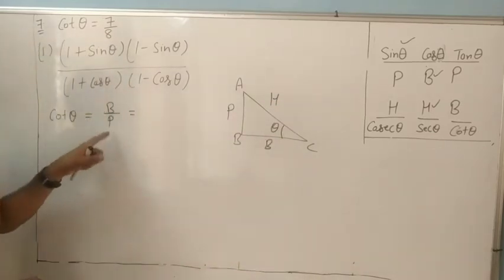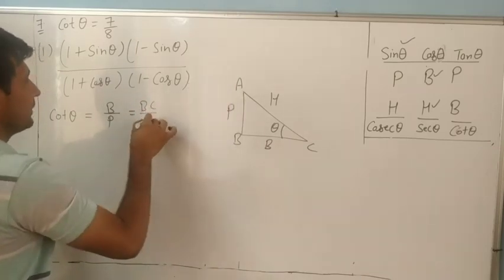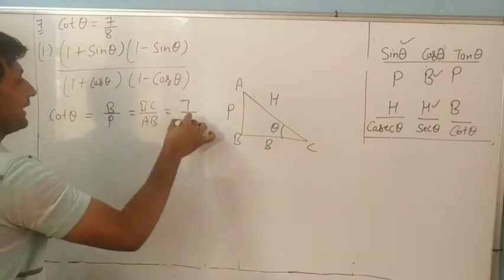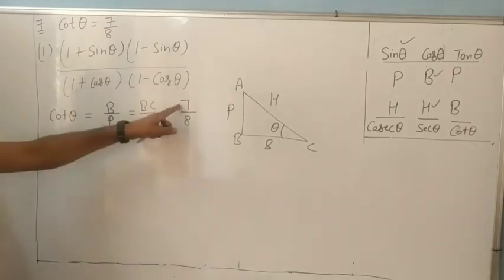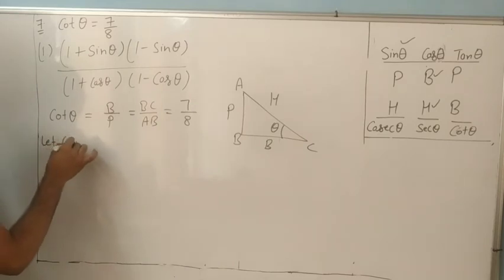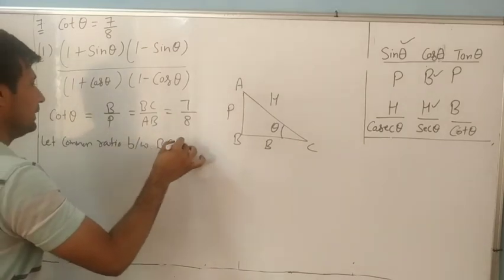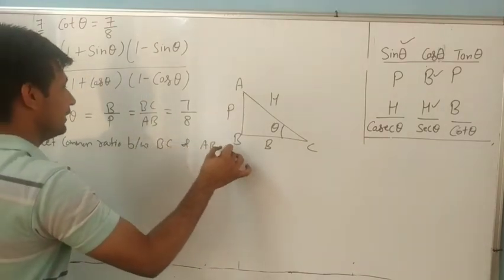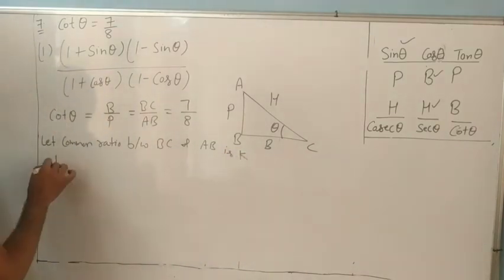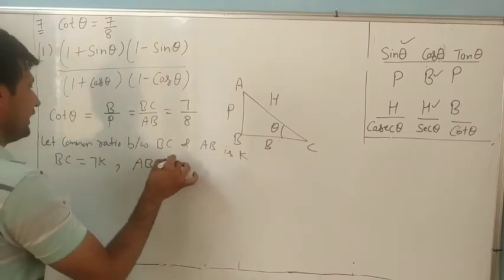Okay dear, base how much? BC divided by AB is perpendicular or not? And BC is how much given? So it means it is 7 by 8, or not? So there is some common ratio. Let the common ratio between BC and AB be K. Therefore, dear, you will find BC equal to 7K and AB is 8K.